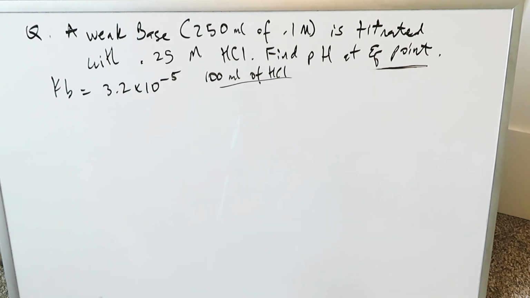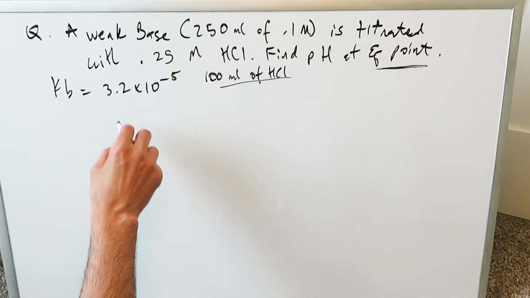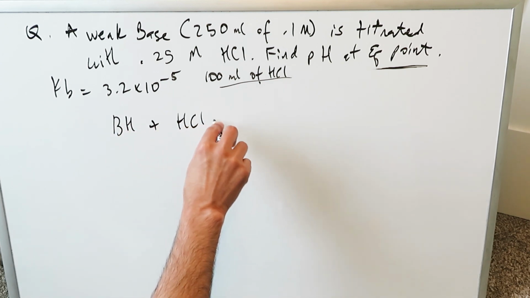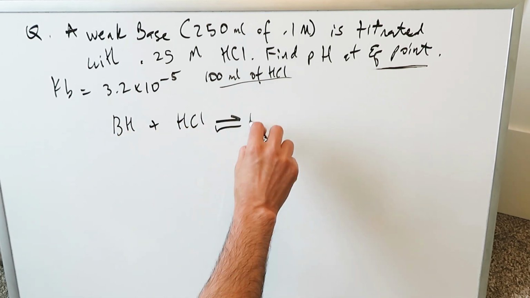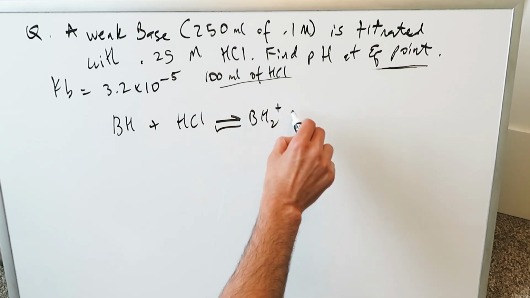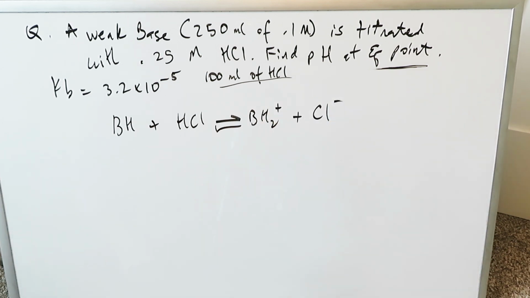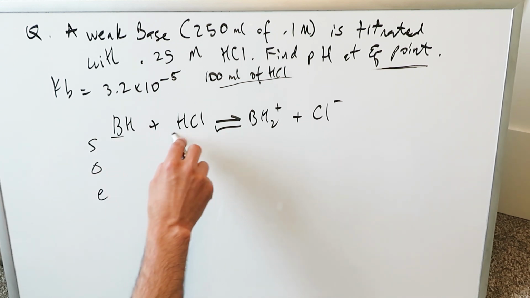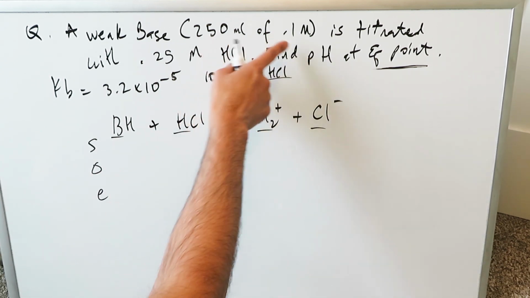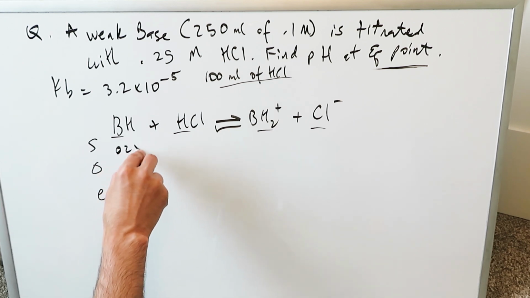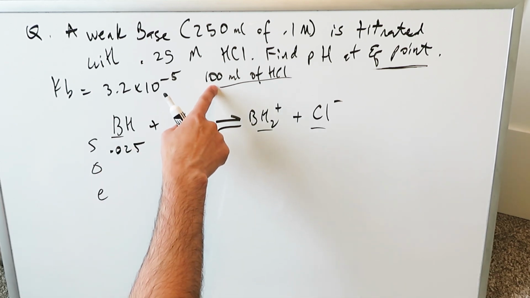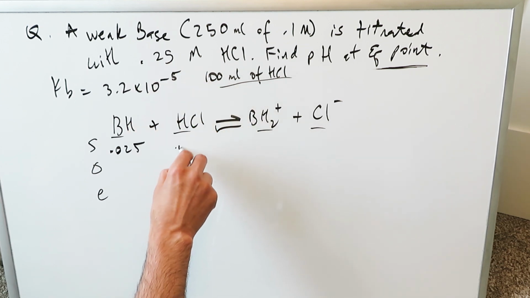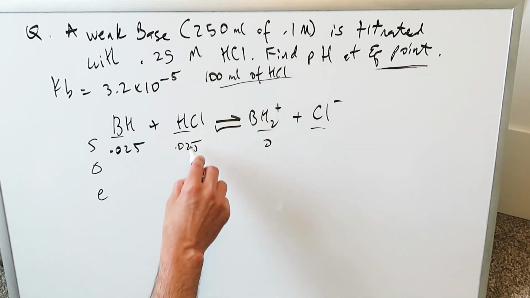What is the reaction that we're worrying about? It's this. You have your weak base, we'll call that B, being hit by HCl. And what are you going to have over here? You'll have your conjugate acid, BH plus, and your conjugate base. You have start, change, and end. Well, what are we going to put over here? We'll put our moles. 0.25 times 0.1 is 0.025. I have 0.1, which is 100 milliliters of HCl, 0.1 liters times 0.25. Again, it's 0.025. We have 0 over here.